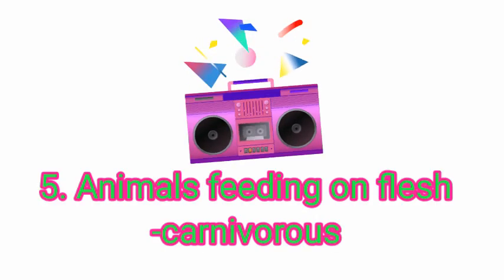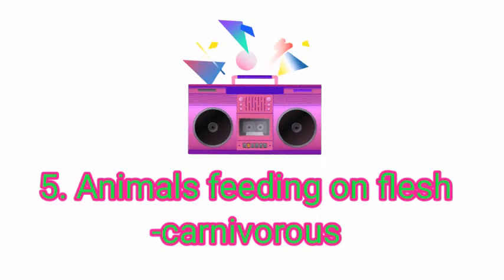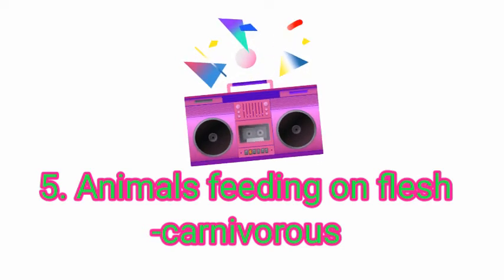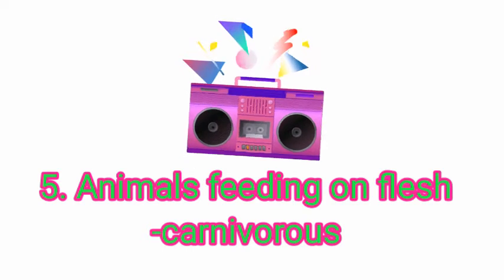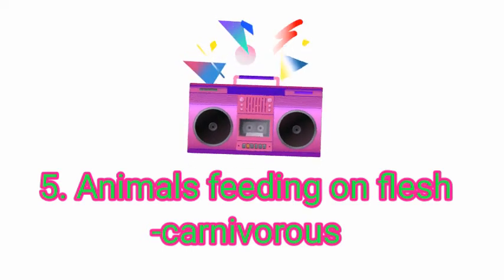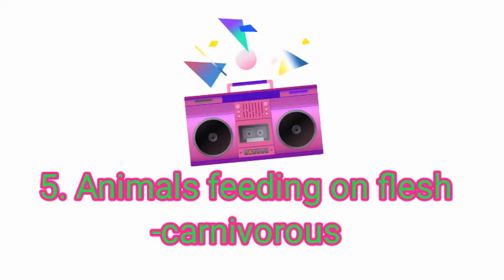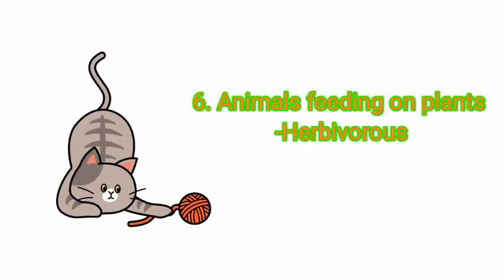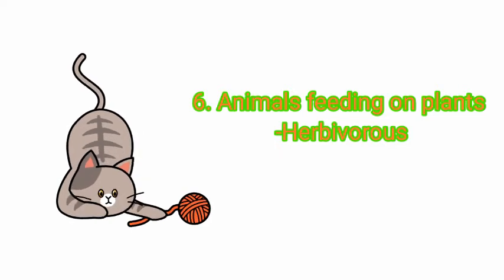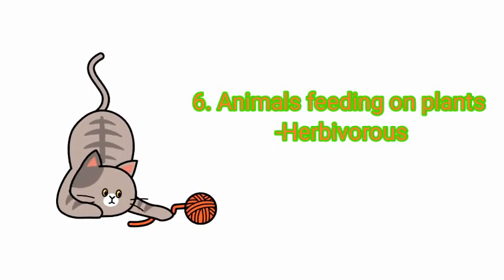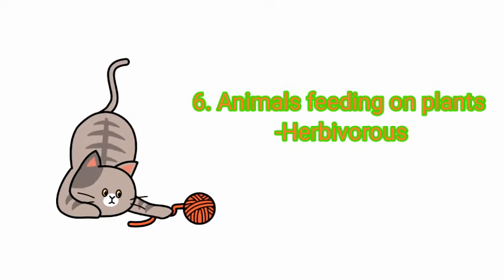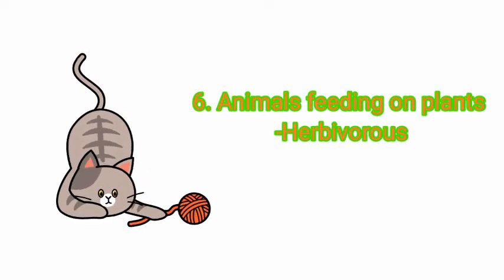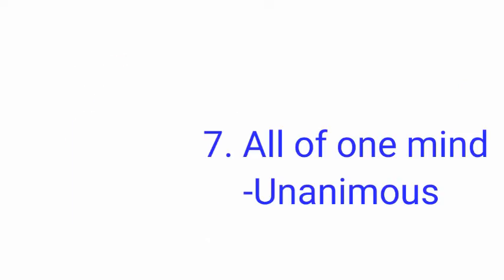Number five, animals feeding on flesh is called carnivorous. Number six, animals feeding on plants is called herbivorous.